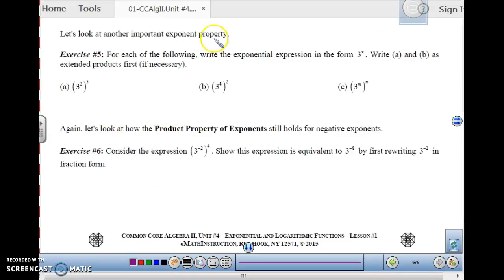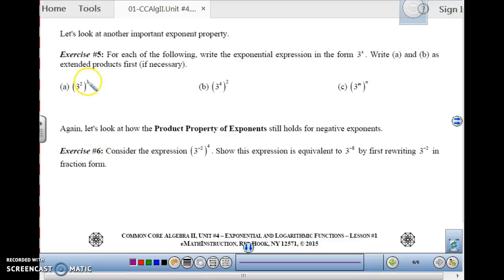Okay, let's look at another exponent property. This is a shortcut property, and it's an extension of the addition property of exponents. When you have the same base, you add the exponents. Let's look at the exponential 3 squared raised to the third power. This is raising a power to a power. Do you remember what the rule is? Well, let's write its extended products and see if we can figure it out.